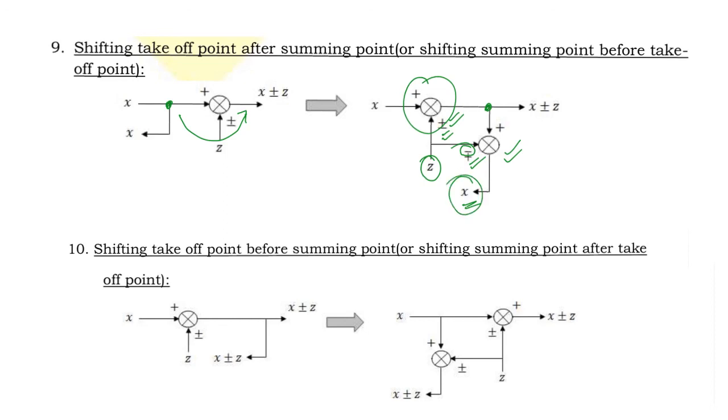Now the next one is where the takeoff point is after a summing point and you have to shift it before the summing point. In this case, you have to add a summing point. But with whatever sign the signal z is being added in the main path, with the same sign it should be added to the summing point also. So that is when the output of the takeoff point will remain the same.